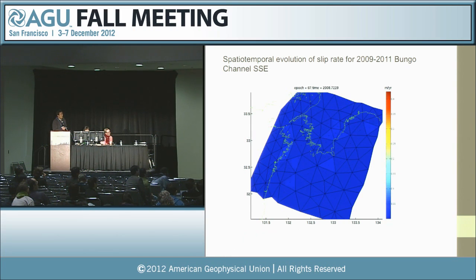Initially it's appearing in a relatively background mode. Roughly in September of 2009, the slow slip event starts to initiate at the northeastern corner of the Bungo Channel, roughly this area. Once initiated, it quickly migrates both southwestward and updip. And roughly in the middle of 2010, it shifts to another sub-event in the southwestern corner. At the same time, there's a smaller event in the northeast part.